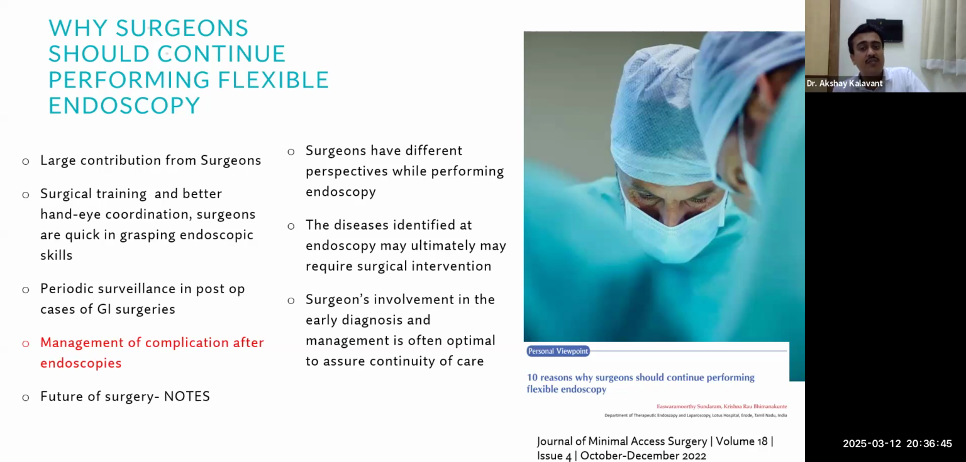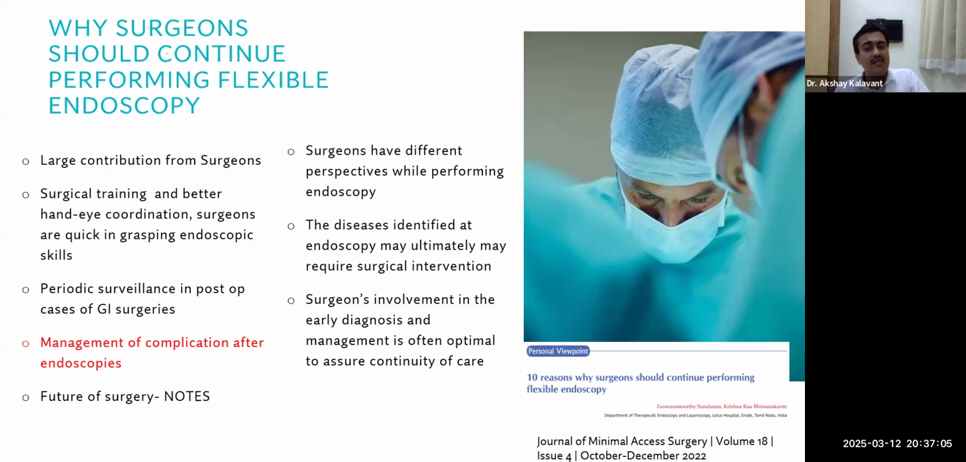Surgeons have a different perspective in performing endoscopy. We're not just diagnostic, we have future thinking. When we see some pathology in the lumen, we also have a foresight of how we can treat these patients and how we can plan their management. So we have a little different perspective of looking at diseases compared to our medical colleagues.